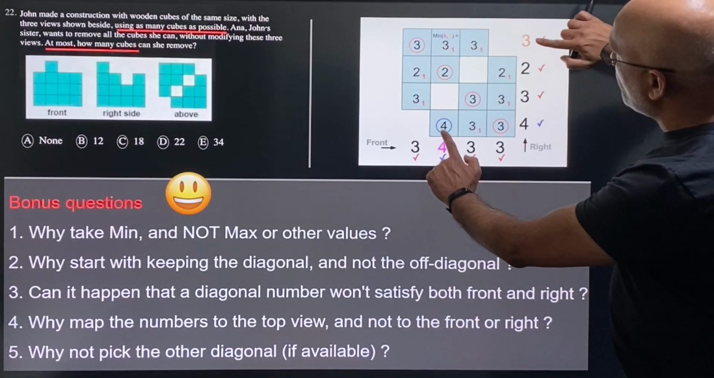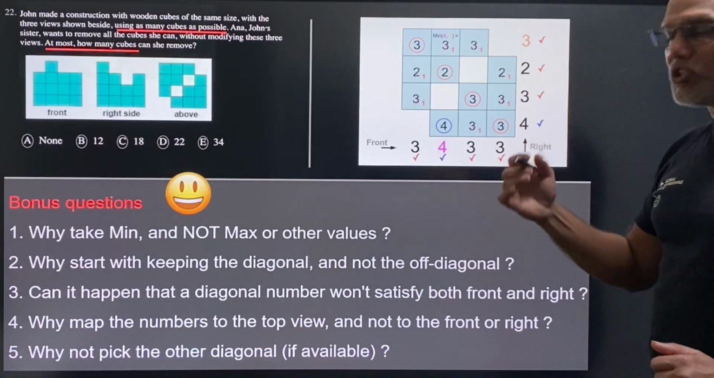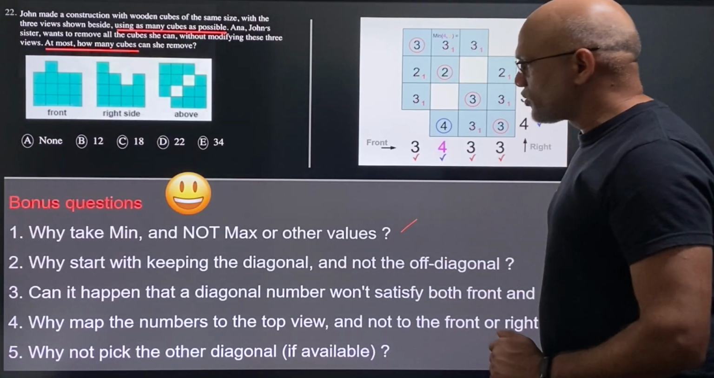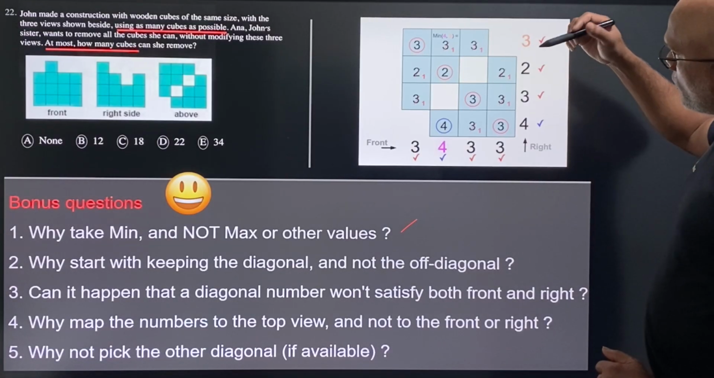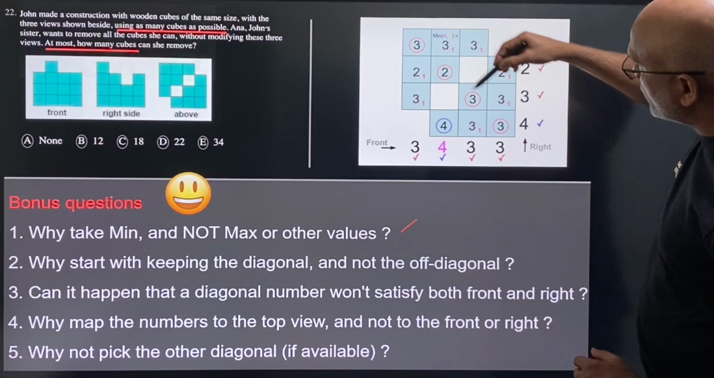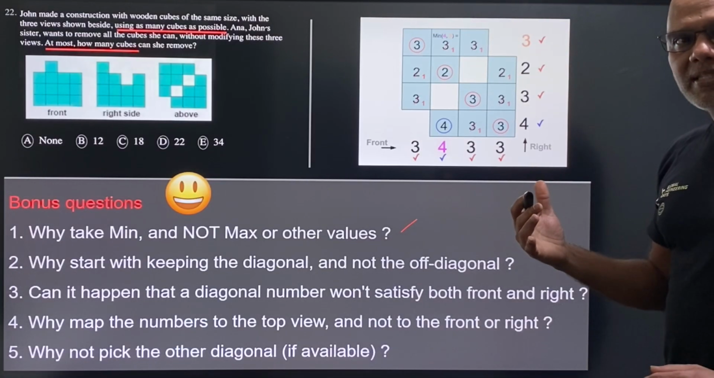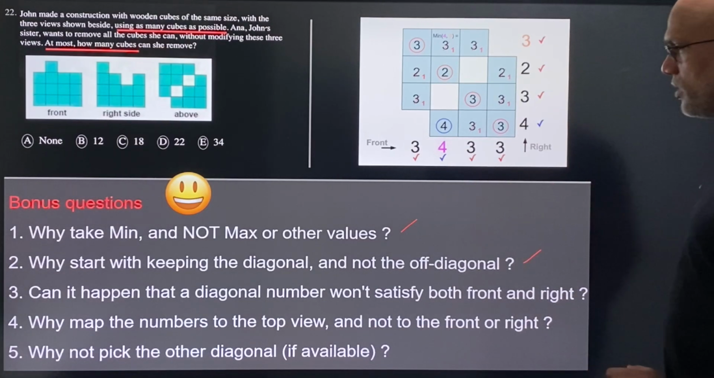Given a column and a row, I first pick the minimum. So why minimum? Why not the maximum? This is the first question. Now, to get the minimum number of cubes, I started with keeping the diagonal. But why start by keeping the diagonal? Why not the off diagonal? Right? So that's the second question.